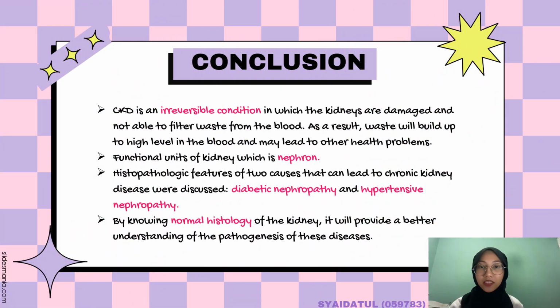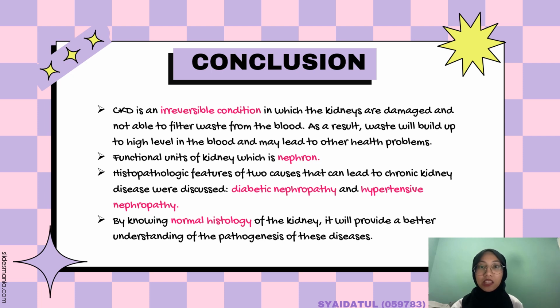In conclusion, chronic kidney disease is an irreversible condition in which the kidneys are damaged and not able to filter waste from the blood. As a result, waste will build up to high levels in the blood and may lead to other health problems. The functional unit of the kidney, the nephron, can be divided into major parts: renal corpuscle, proximal convoluted tubule, loop of Henle, distal convoluted tubule, and collecting duct.